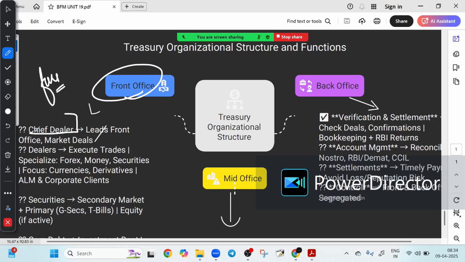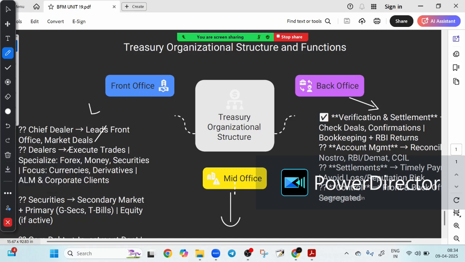It is led by the chief dealer. This team is in charge of all the market facing activity. Dealers are the only ones executing the trade in forex, money, or securities market. They cater to both corporate clients and handle the ALM, and they also manage the secondary market for securities like government security and treasury bill, and equities.